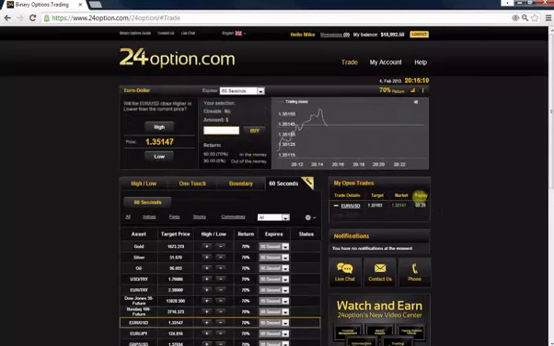Now, we can see here what the status of the previous purchase was. We entered at 1.35163, and it's 1.35148. Looks like we're going to win that one. Could change in the next 15 seconds, but probably not. So what we're going to do is go another $25 investment.